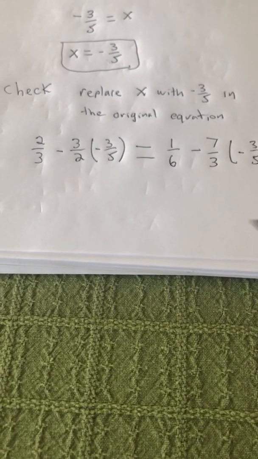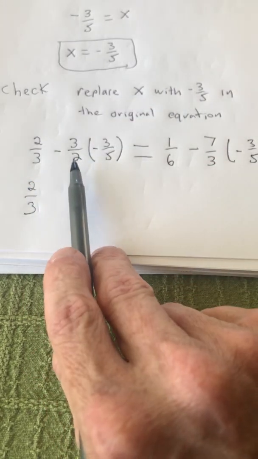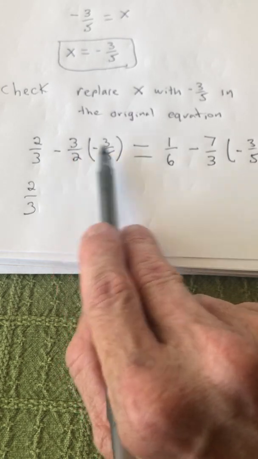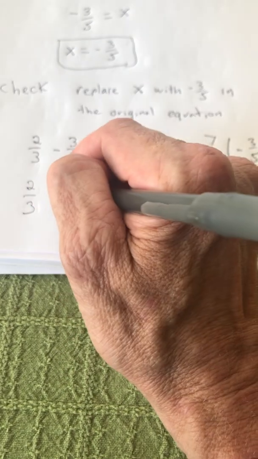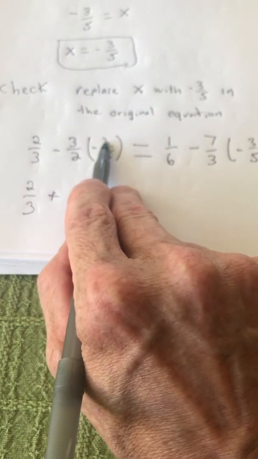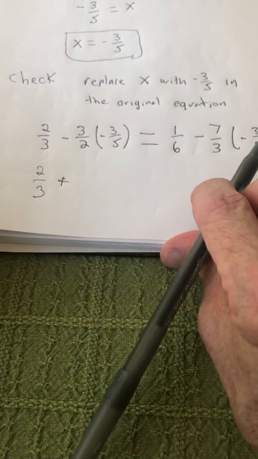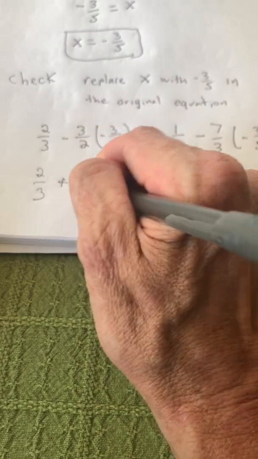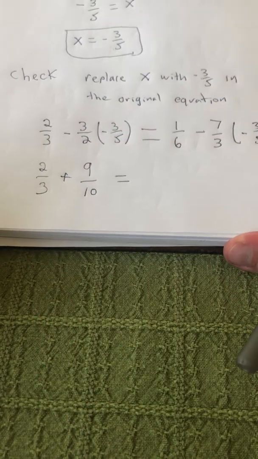So 2/3. Now what's happening, we're subtracting something that's being multiplied by a negative, right? So it's really a double negative, which gives us a positive. And the way you multiply fractions, you multiply across. So it's 3 times 3 over 2 times 5. So 3 times 3, of course, is 9. 2 times 5 is 10. So that's the left-hand side. We have 2/3 plus 9/10.